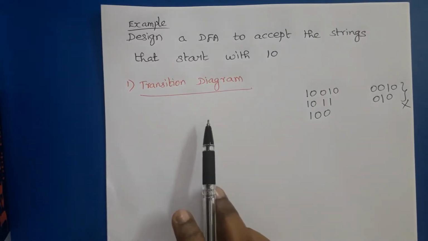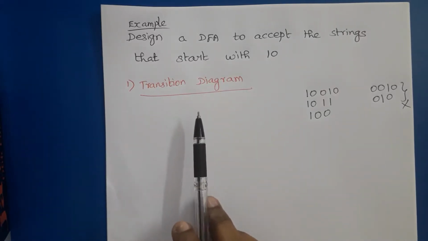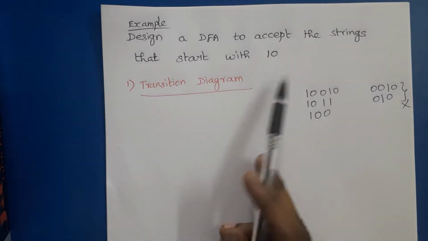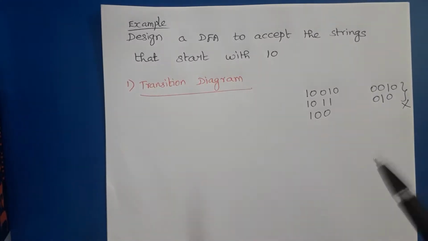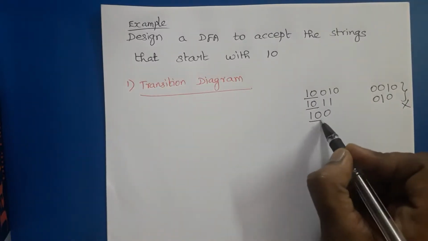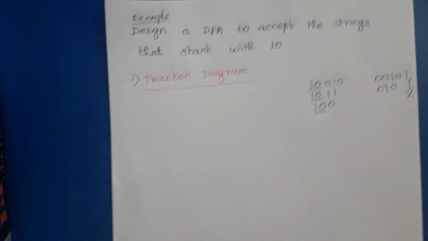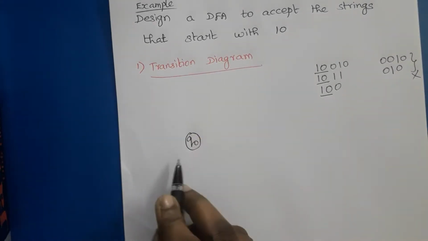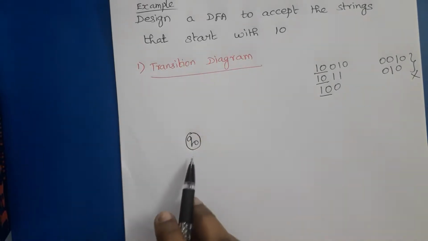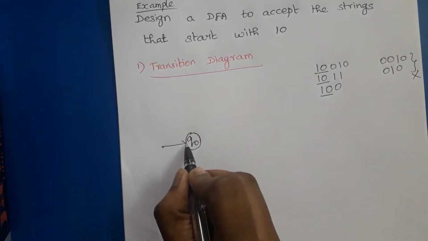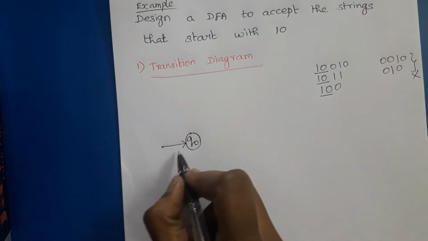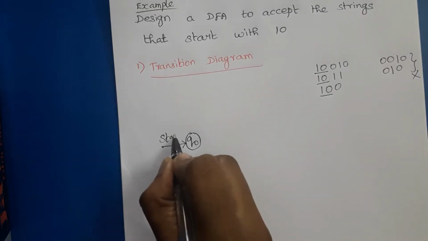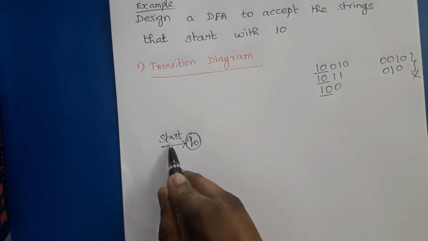So there are three representations. One is the transition diagram, the second is the list of transition functions, and the third one is the transition table. First we see the transition diagram for this problem. All the strings that start with 10 must be accepted by our DFA. So we can start with the state Q0. Assume that Q0 is the start state. In a transition diagram, the start state is normally represented with an arrow leading to that state and the word start. This arrow should be labeled by the word start.